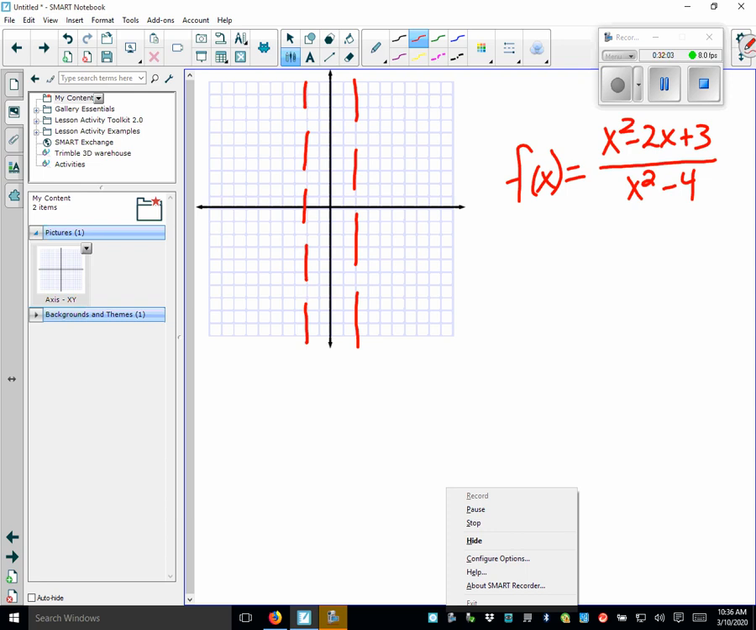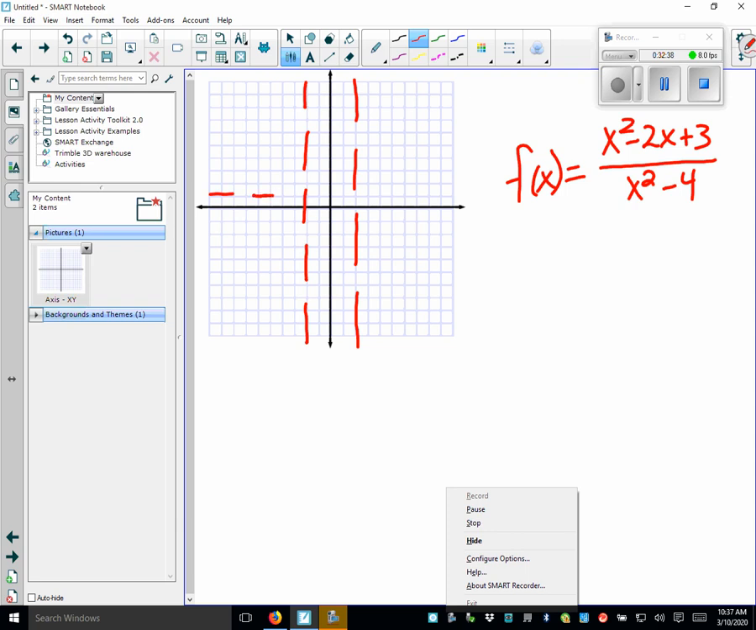Now, what is the horizontal asymptote? A over B. A is 1. They're the numbers in front of the x squares. Oh. So it's 1 over 1, which is y equals 1?